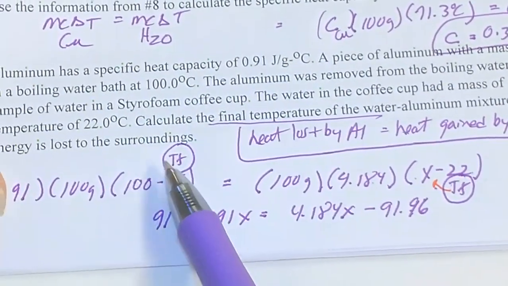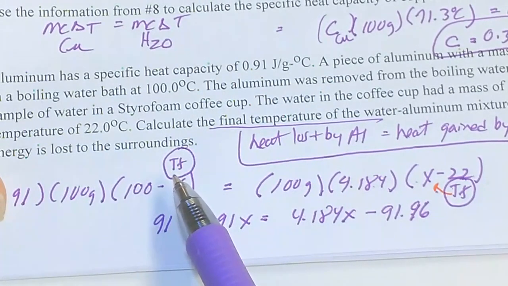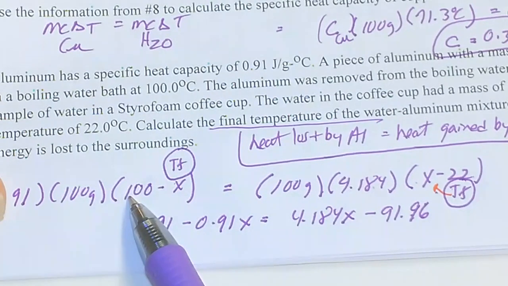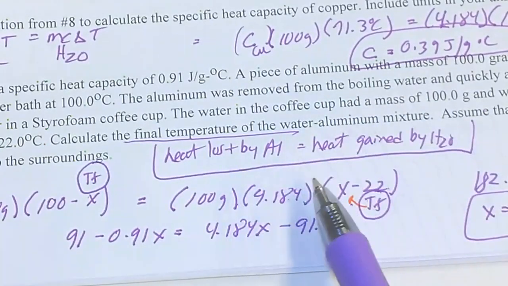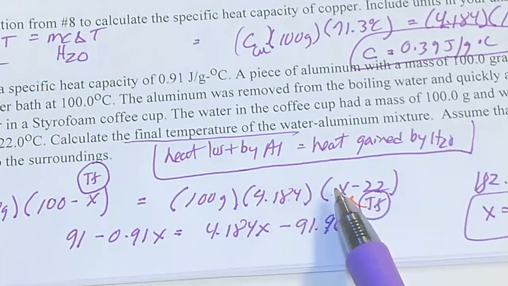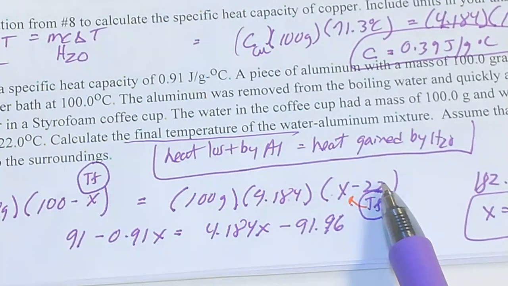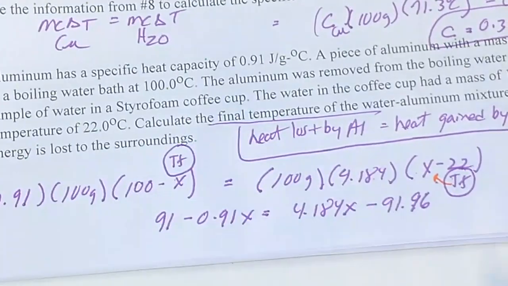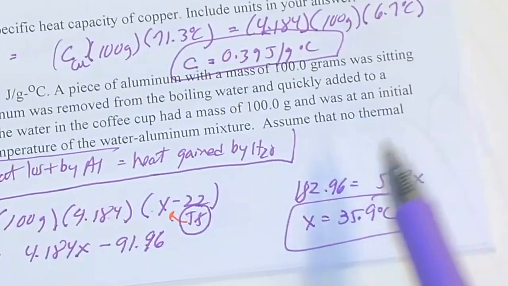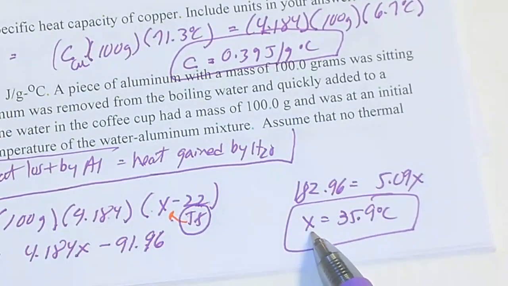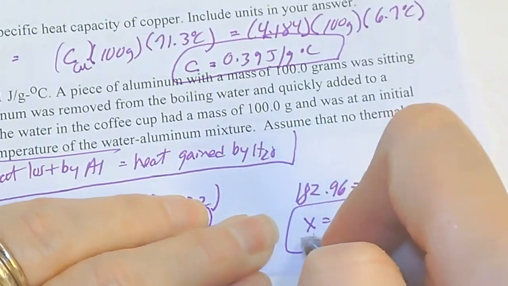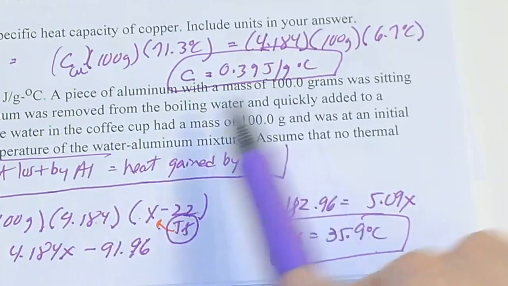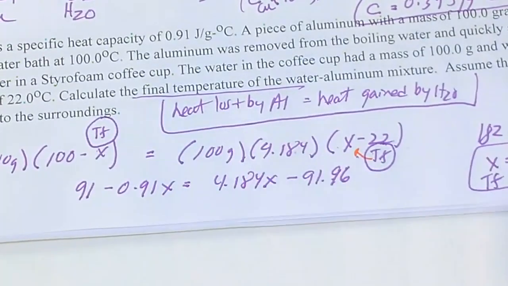What you have to realize is that your metal is going to lose heat energy, so the final temperature is going to be something less than 100, and your water is going to gain that energy, so its final temperature is going to be something greater than the 22 that it starts with. So then you simply go through, collect your terms, do a little algebra, and you come up with the X value, or your final temperature value, of 35.9 degrees Celsius. Again, feel free to ask me if you don't understand how we did this problem.